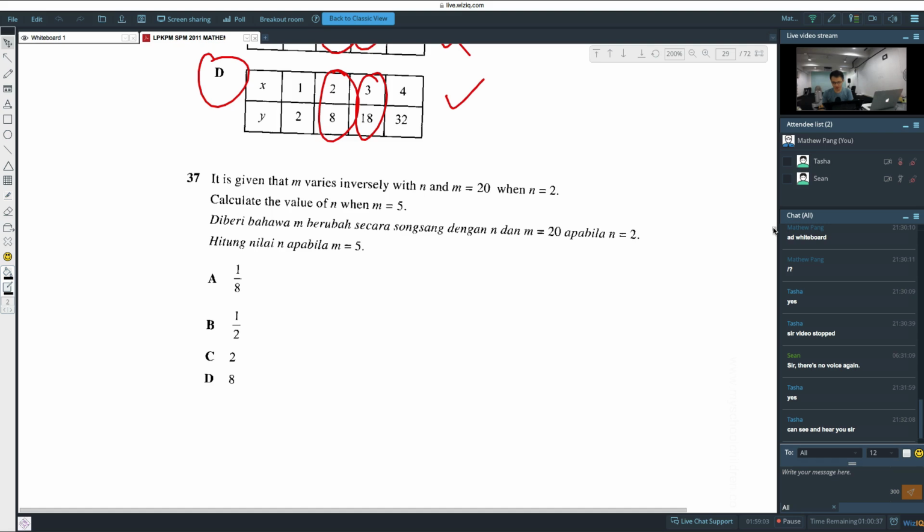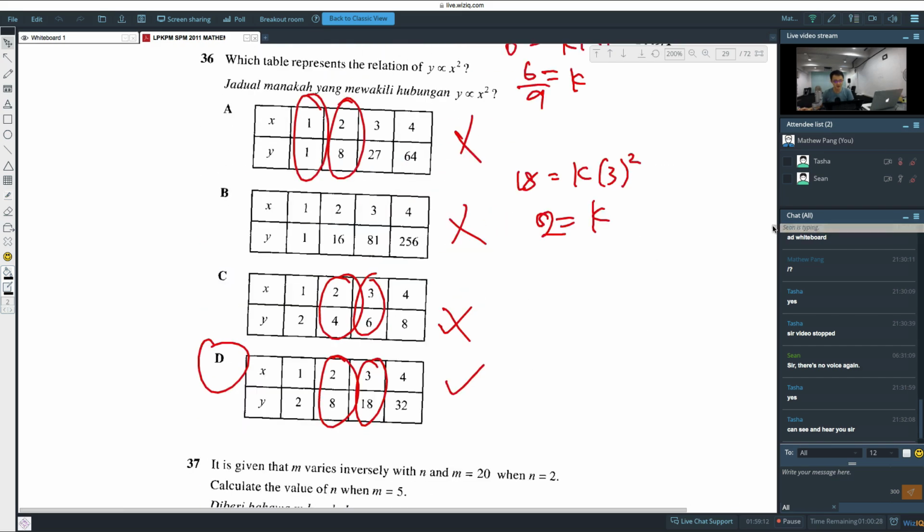Okay, for 37. For 36, basically what you need to do is find a constant value of k. You can keep on doing trial and error until you get a constant value.